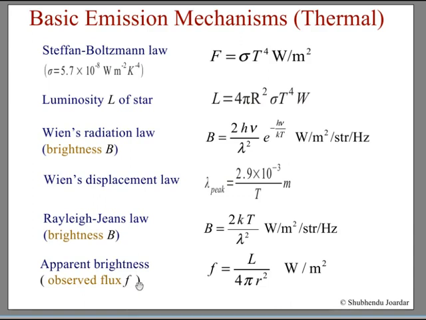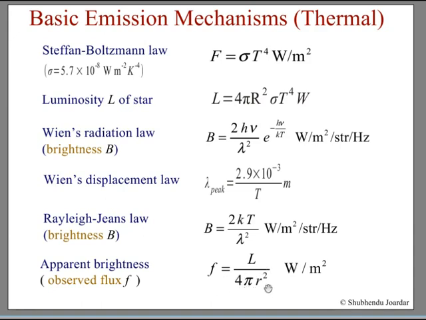Now there is something called apparent flux, apparent brightness, you can say actually. That is the observed brightness or observed flux or whatever it is. So flux will be in watts per meter square, and brightness will be watts per meter square per steradian per hertz. So the two units are different. So anyway, I am just calculating here for flux. And so this is in watts per meter square.